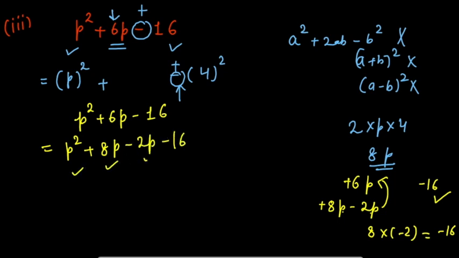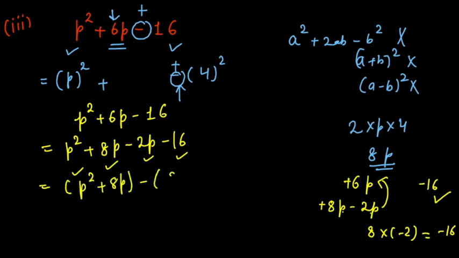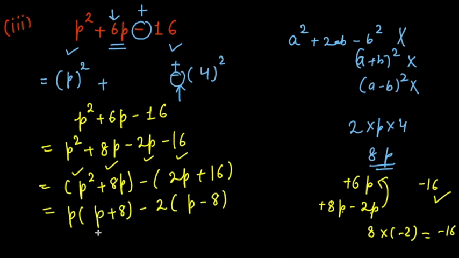Now 1 term, 2 term, 3 term, 4 term. So as discussed earlier, we will do regrouping. P square plus 8p in one bracket. I am taking minus 2 common, so it becomes minus 2p minus 16. Now what is common here? P you can take it out. It remains p plus 8. Minus 2 is common. It is again p plus 8. You are getting p plus 8 in both the brackets. So take it common and I am left with p minus 2. So the factor of this p square plus 6p minus 16 will be p plus 8 into p minus 2.